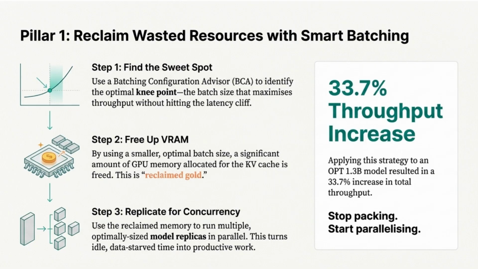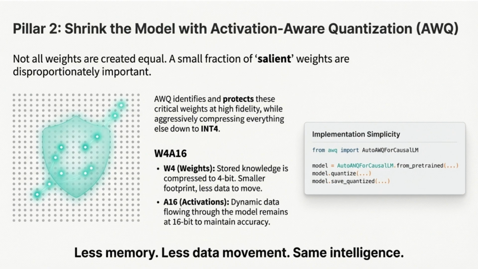Start parallelizing across instances. So a 7 billion parameter model at 16-bit precision is about 14 gigabytes. Every time you generate a token, that 14 gigabytes needs to move through memory bandwidth. That's the problem. AWQ, activation-aware weight quantization, shrinks this.